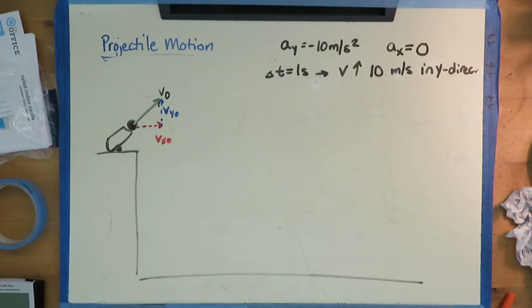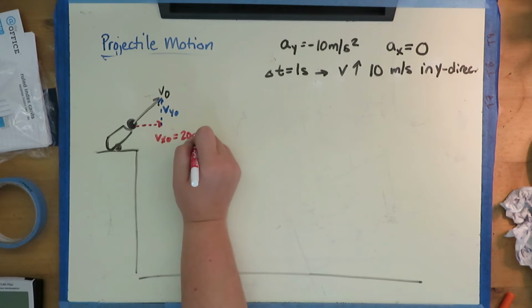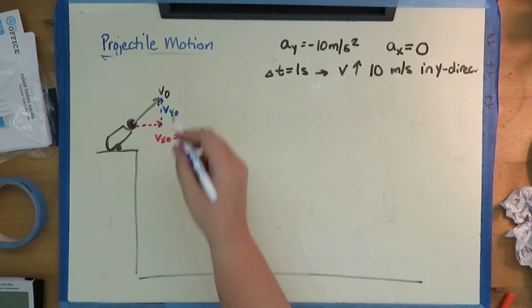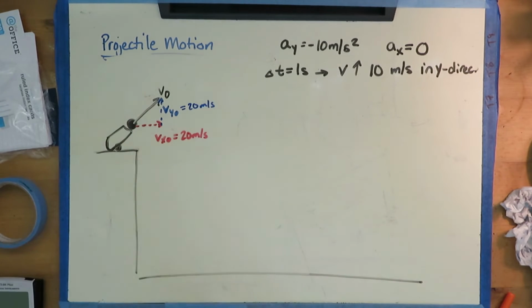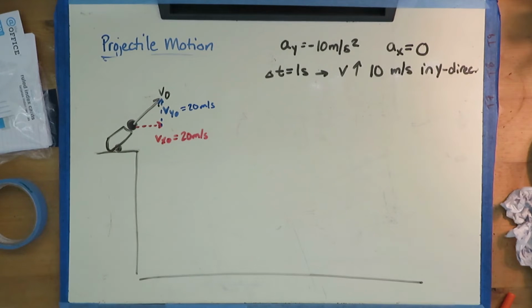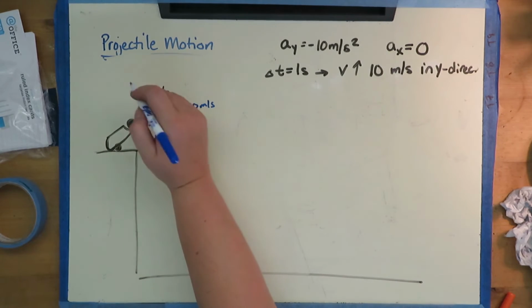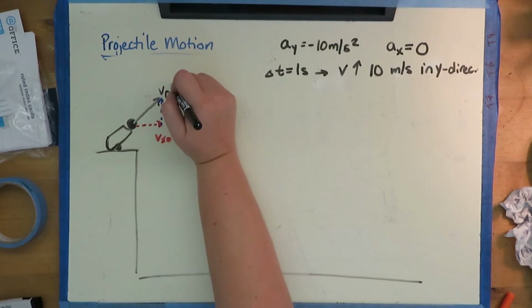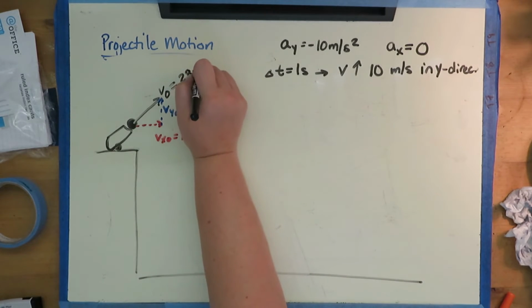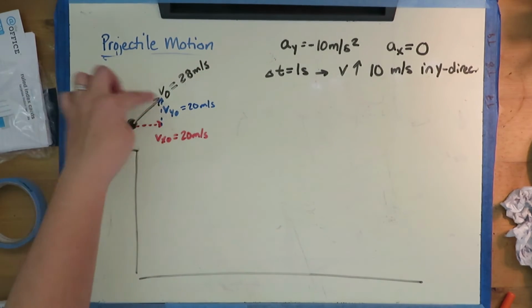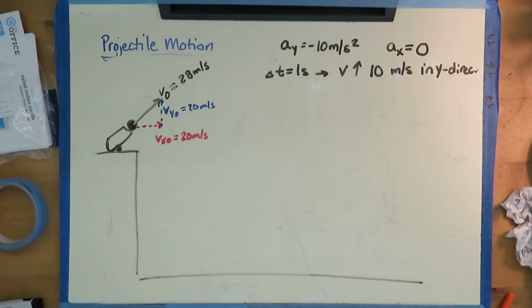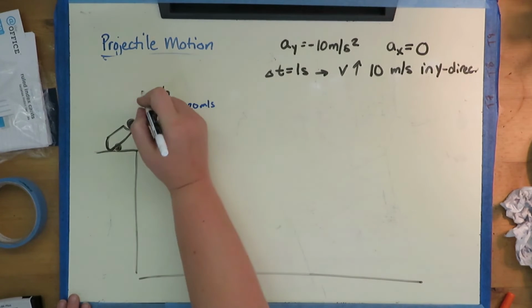So let's just assume, for simplicity's sake, that the horizontal component and the vertical component were both 20 meters per second. So that means that my initial velocity would have been about 28 meters per second. That's just using the Pythagorean theorem. So if both of those components are 20, that gives me my initial velocity.